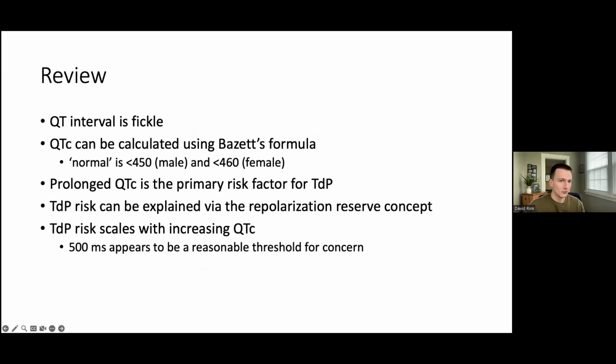So a brief review of what we've talked about so far. The QT interval is clearly imperfect. We can calculate it using a number of formulas. Bazett's is probably the most common and easiest for us to remember. Prolonged QTc is the primary risk factor for torsades, and we can try and explain torsades risk via this repolarization reserve concept. The risk clearly scales with increasing QTc, and 500 milliseconds appears to be a reasonable threshold for concern.